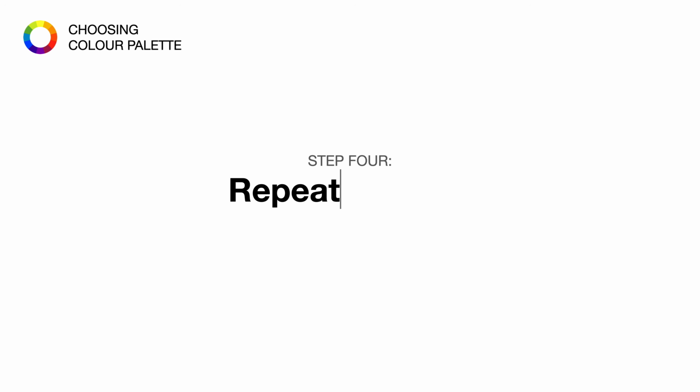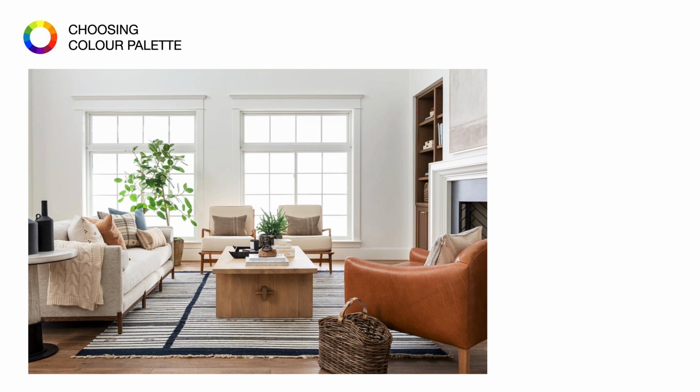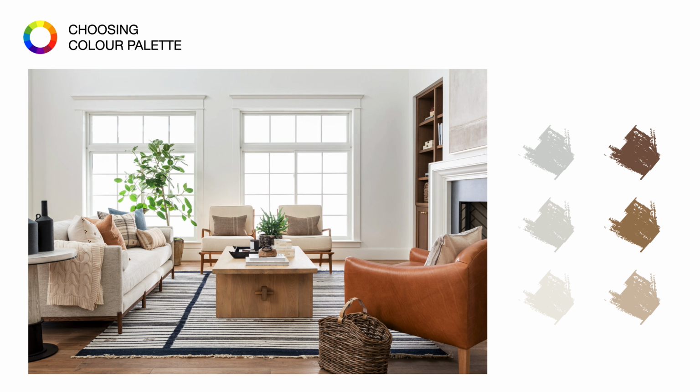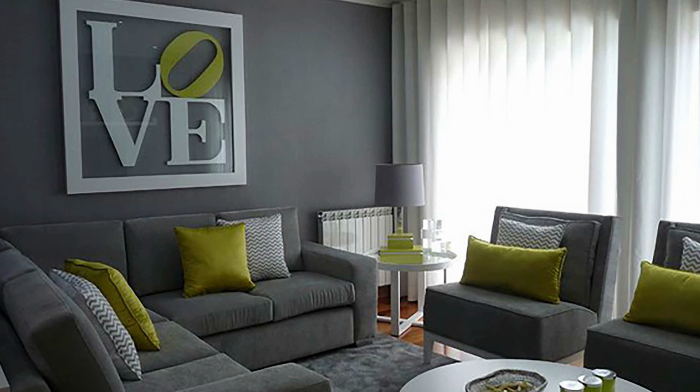Step 4. Repeat colors but with variants. Within your chosen color palette, make sure you use different tints, tones, and shades throughout your space. For example, you may use one tint, shade, or tone on your walls, and a different tint, shade, or tone on a vase or artwork. By repeating variations of the same color, you will create rhythm, a design principle that creates a sense of harmony in a room. The variation will also increase visual interest and stop the room from looking dull and flat, which often happens when you only use a single shade of the same color.